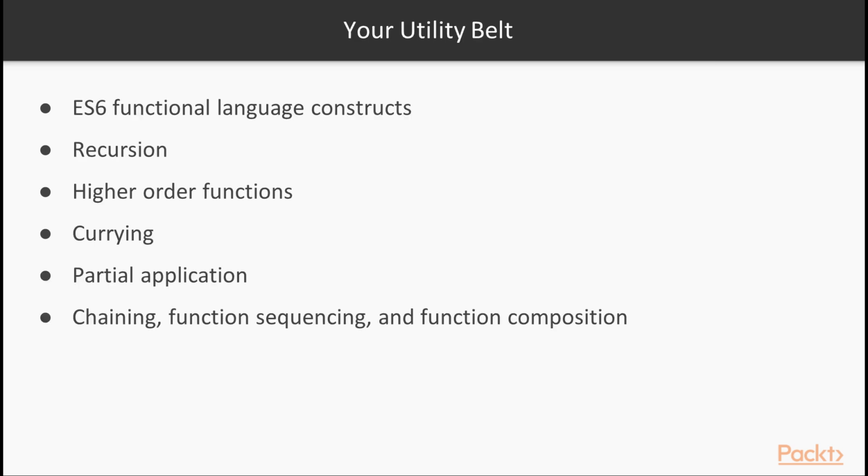Imagine that you are a superhero with a utility belt containing different weapons for different purposes. You can use any of these tools to tackle your challenges using functional programming. ES6, recursion, higher-order functions, currying, partial evaluation, function composition, function sequencing, and chaining make it possible for you to write elegant functional code.